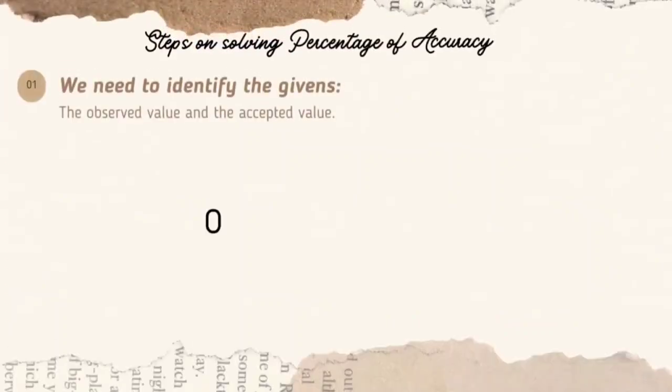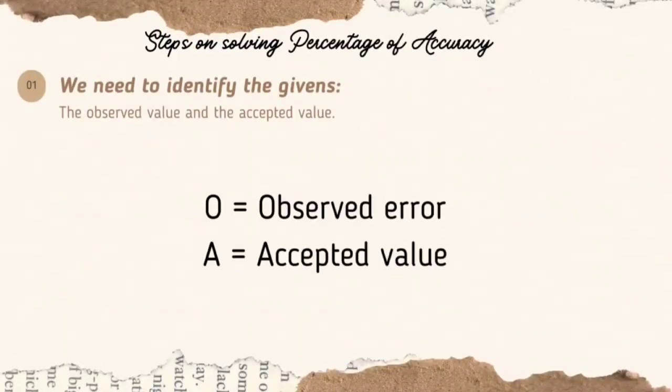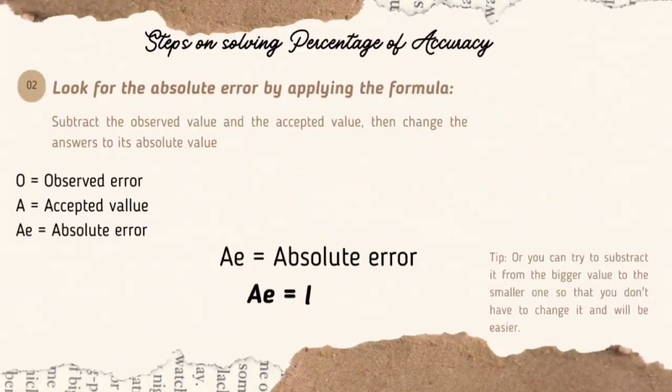We will first learn how to find the percentage of accuracy. First, we need to identify the givens, the observed value and the accepted value. Next, we will look for the absolute error by applying the formula shown on your screens. Subtract the observed value and the accepted value. Then, change the answer to its absolute form. Or, you can subtract the smaller value from the bigger one so that you don't have to change it to its absolute form, which will be easier.